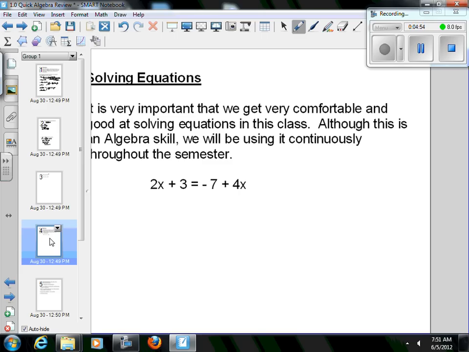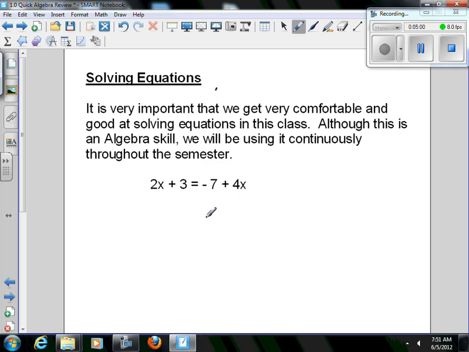Solving equations. It's very important that we get comfortable and good at solving equations in this class. Although this is an algebra skill, we will be using it continuously throughout the semester. So remember, we want to get x's, or get the variables, all on one side. Always remember what you do to one side, you have to do to the other. So let's move all the x's onto one side. It doesn't matter to me which side we go with. Let's say we move them to the left.